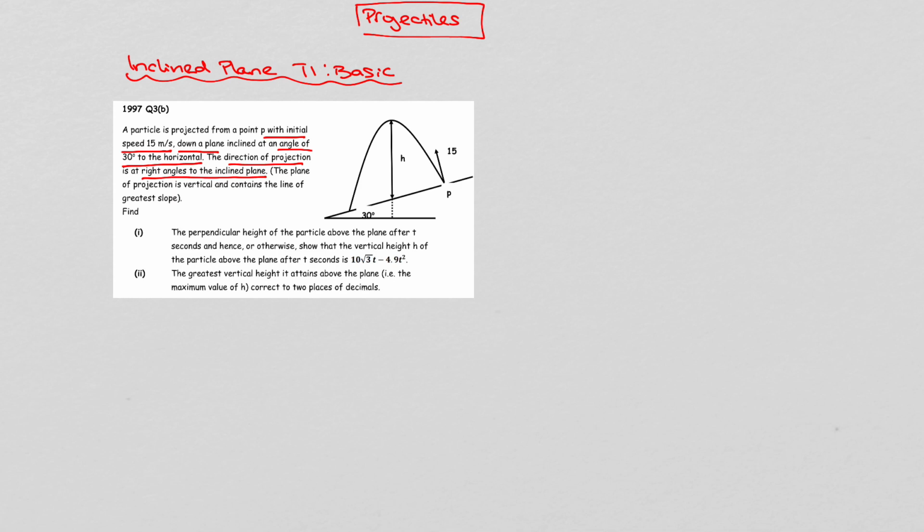The first thing we have to do here that makes it interesting is find the perpendicular height of the particle above the plane after t seconds, and hence or otherwise show that the vertical height h of the particle above the plane after t seconds is 10 root 3t minus 4.9 t squared. So let's mark in on our diagram exactly what it is we're going to have to do here.